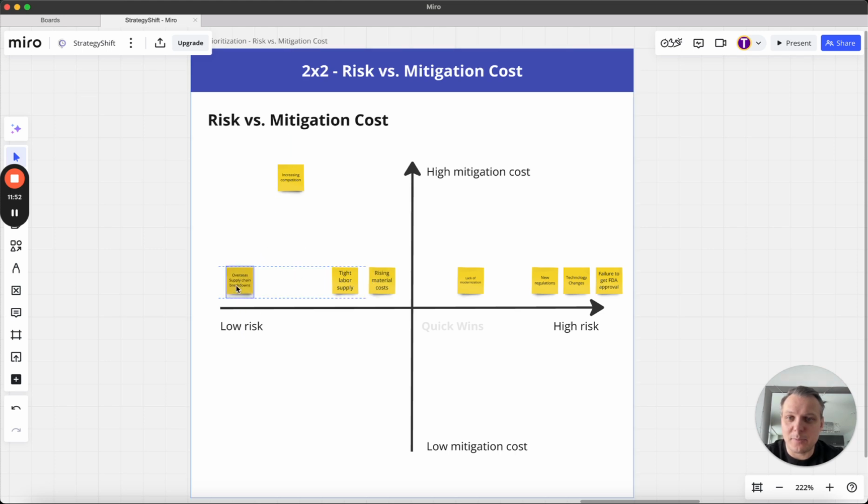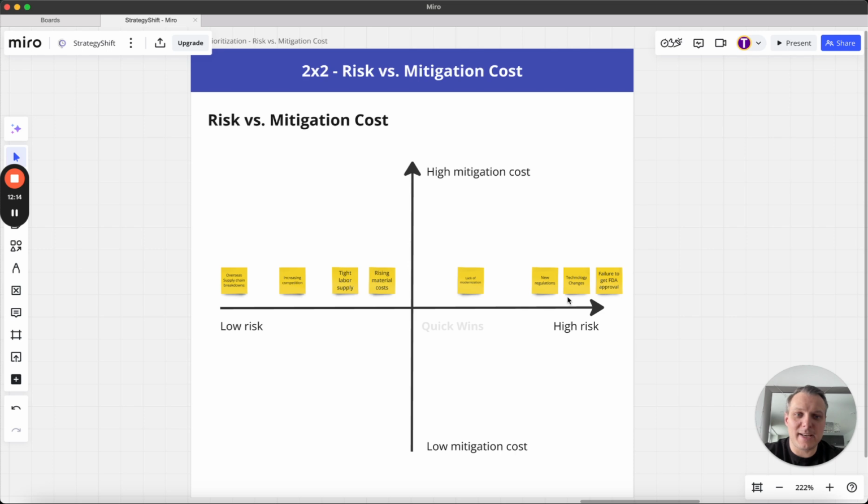Overseas supply chain, maybe you don't have that many, so it's a low risk. Increasing competition, maybe it's low risk. Maybe your company is actually dominating the market. So now that you've put the threats according to the risk profile, you can move them up and down to see how easy it is to mitigate things.